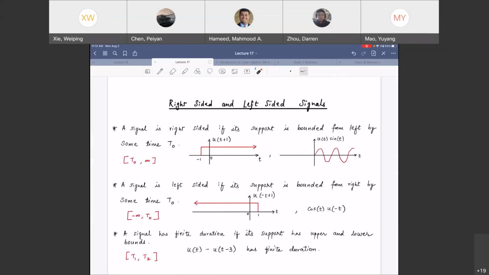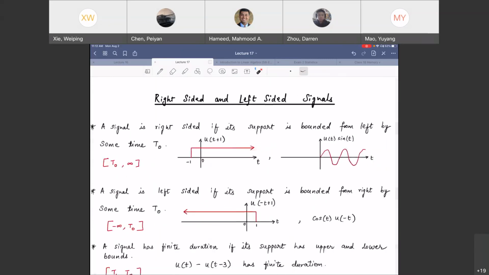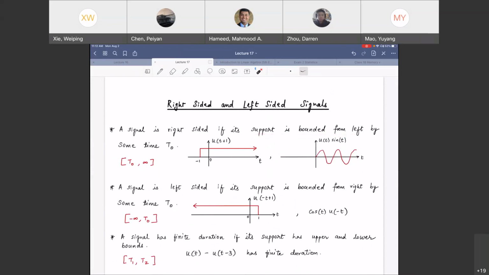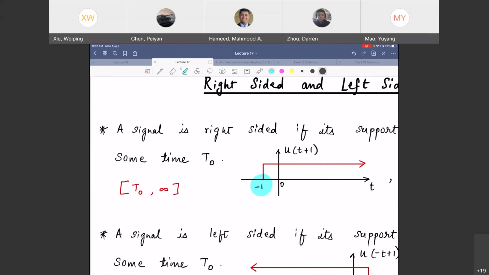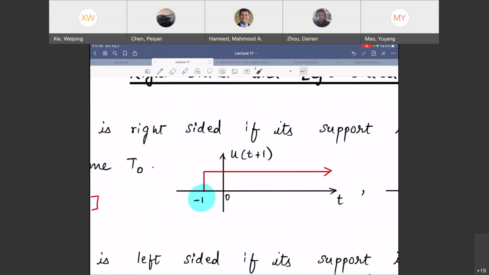Using support, we can define right-sided and left-sided signals. This is going to be probably the easiest part of the lecture today. A signal is right-sided if its support is bounded from the left by some arbitrary time t0. When you look at a signal here, this is u of t plus 1. Does it have a support on the left? Well, yeah. It has a support of -1 on the left. There's no support on the right, infinity. So that would be called a right-sided signal. And you don't even need to compute the support for this. You can just look at it and say, all right, where is it moving? It is moving right. It is a right-sided signal.